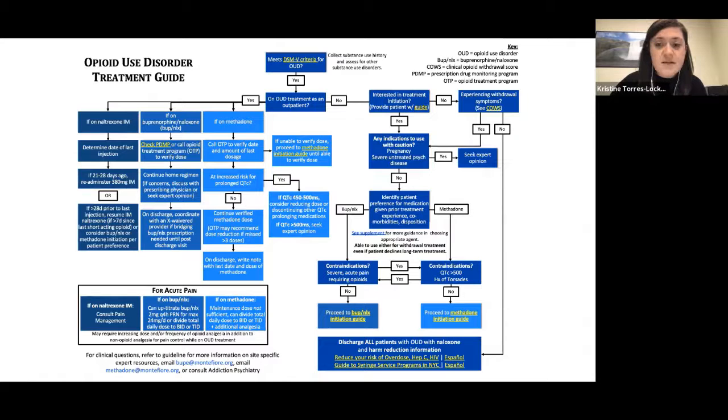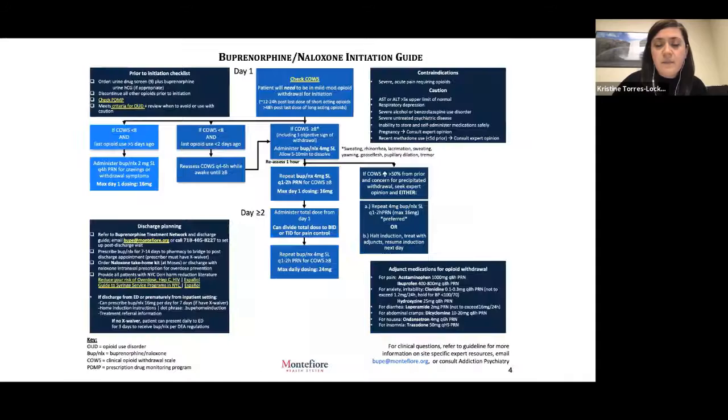Okay, so for our patient, she essentially has no contraindications to using buprenorphine. She's making payments. She likes the flexibility of going to her primary care doctor for that. So she says, yeah, let's try buprenorphine. She doesn't have any contraindications. So, okay, great, let's go to the buprenorphine guide.